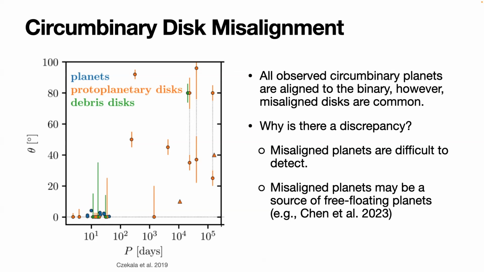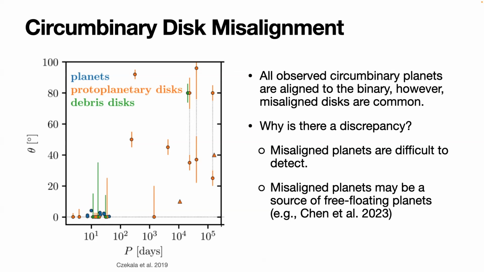And what's interesting here is that you see the planets are in blue. All the planets that we detect around binaries are coplanar to the binary orbital plane. We see no planets that are misaligned, but we see misaligned disks. So there's a discrepancy there. So why do we see misaligned disks, but we don't see misaligned planets?